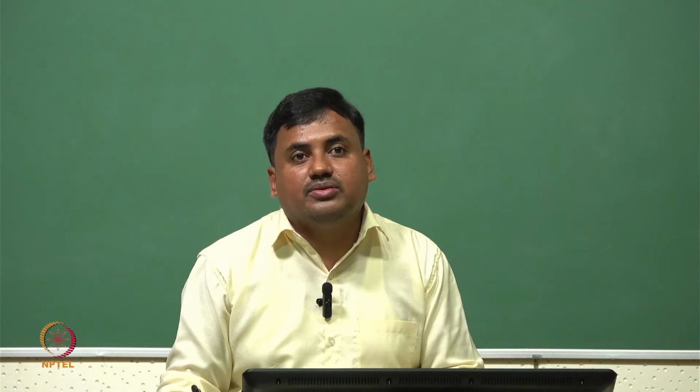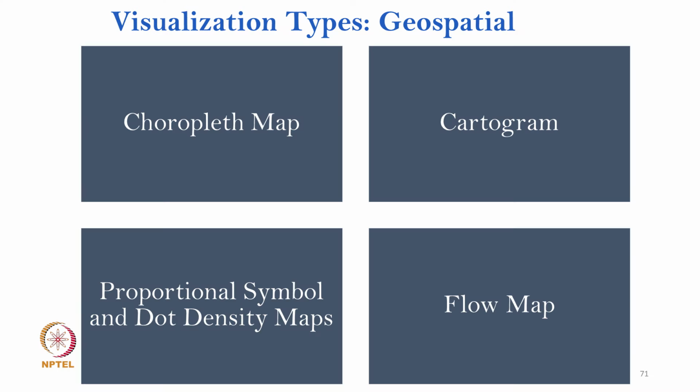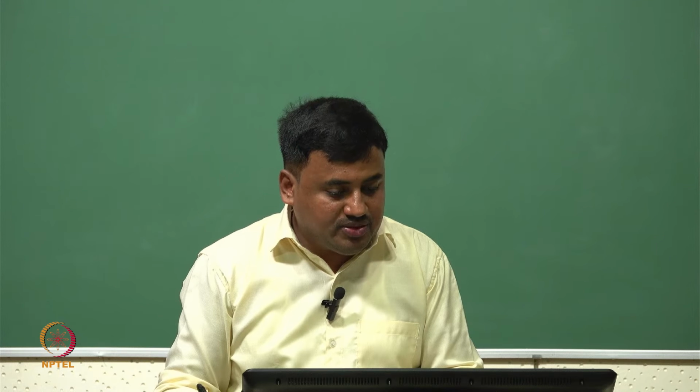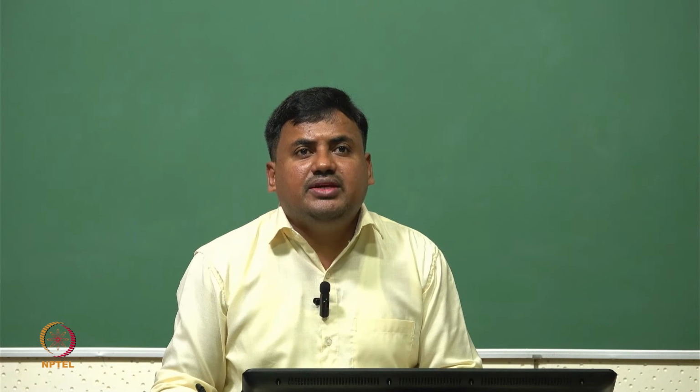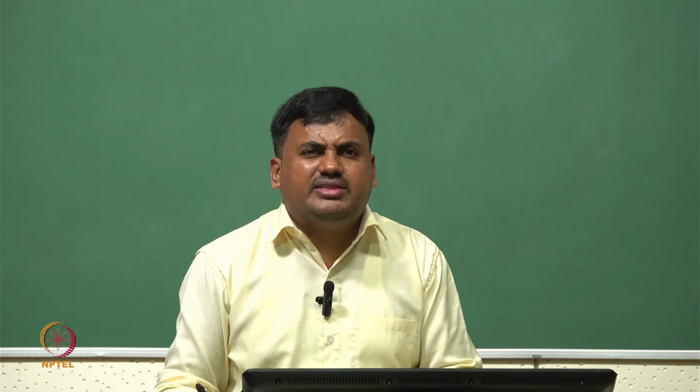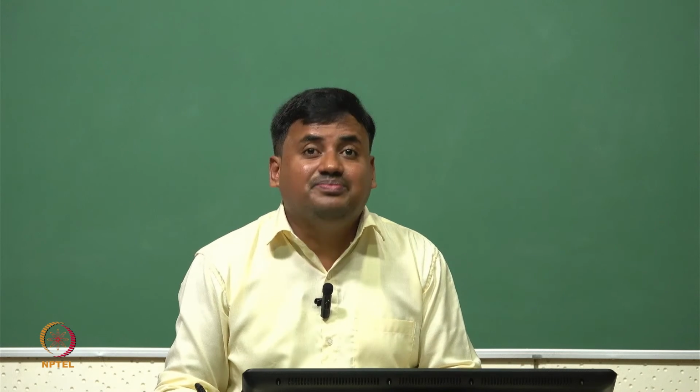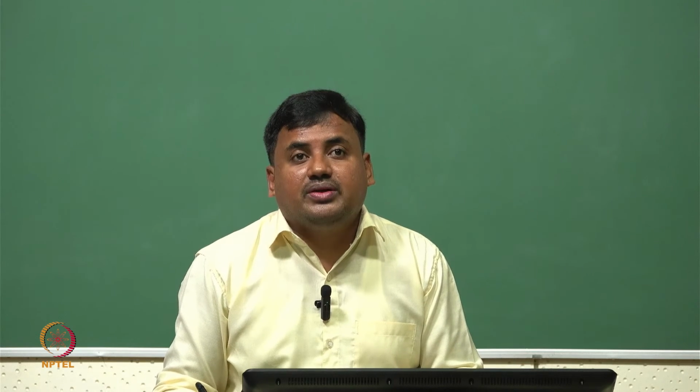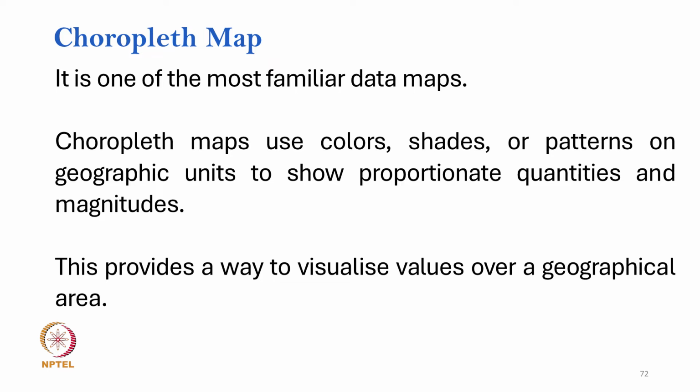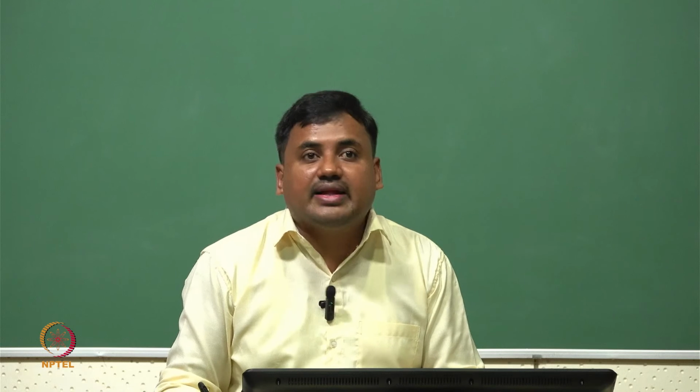There are certain types of visualizations under the geospatial visualization category. One is choropleth maps, another is cartograms, and proportional symbols, dot density maps, and flow maps. When we say choropleth maps, it is commonly used, most familiar, extremely popular, and probably the most common thematic map used recently.